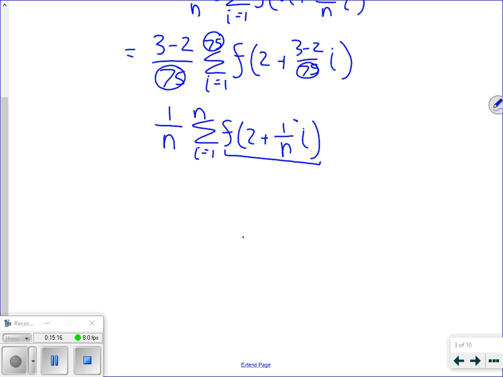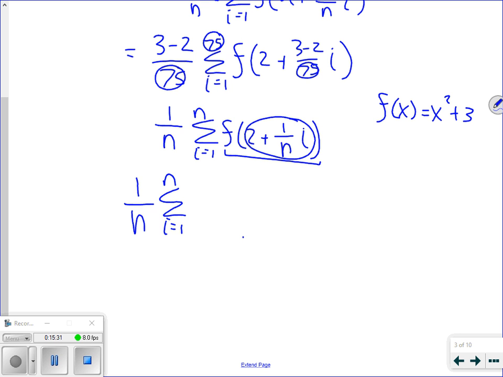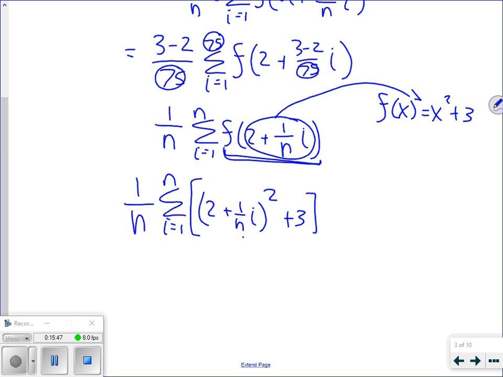So let's start off by figuring out what f of this is. This is just function composition, meaning we plug this into our equation. And remember, our equation was x squared plus 3. So let's see what happens when I do this. I got 1 over n, summation i equals 1 to n. Instead of x, I'm going to plug this in, so what I have is really 2 plus 1 over n i, squared, plus 3. We're taking the summation of this.